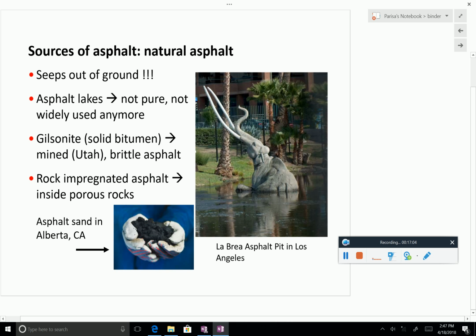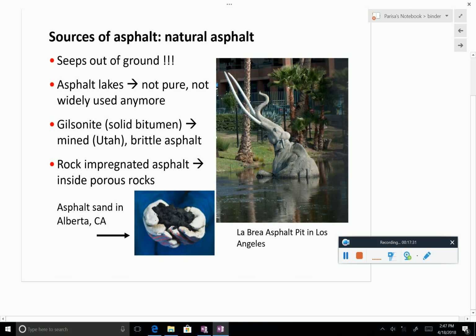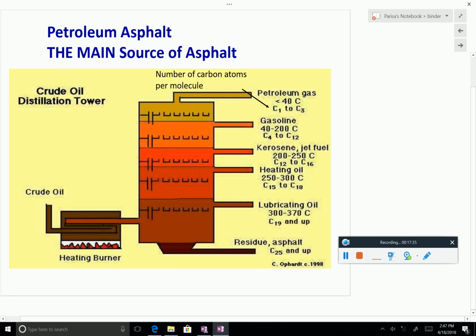It turns out that we can get asphalt from nature. Has anyone seen like an asphalt lake somewhere by any chance? There are, not very many anymore, but there are asphalt lakes. For example, this is in Los Angeles, I believe. There are also rocks which have asphalt in them. This is, I think, in Alberta, in Canada. So you can have them in nature. But the one that we use for pavement, it doesn't come from those sources.